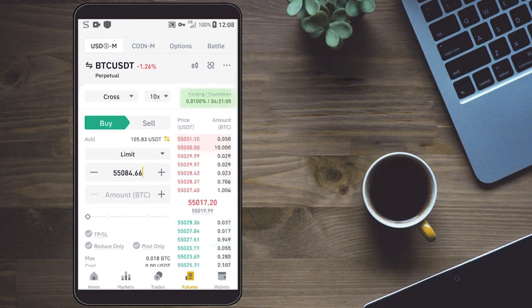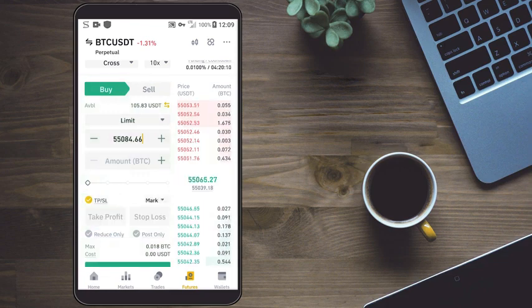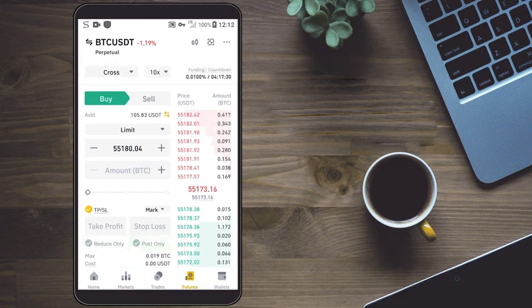Here it shows the funding rate and the countdown. Here we have the order book, and this part is actually where you place buy or sell orders. Here, by selecting this option, you can set the stop loss and take profit orders at the same time when you're placing your order. And here we have the reduce only option, and here the post only option. Let's place an order to see how it looks.